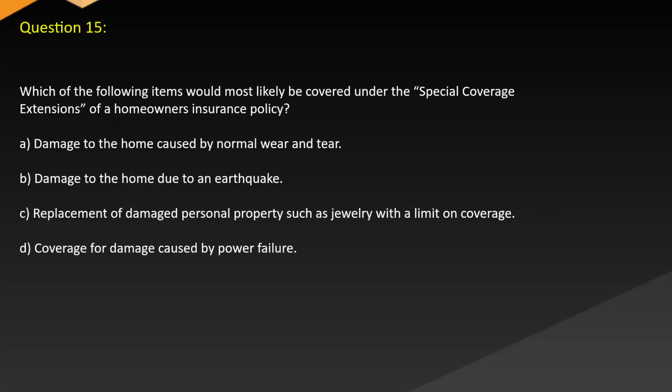Question 15. Which of the following items would most likely be covered under the special coverage extensions of a homeowner's insurance policy? A. Damage to the home caused by normal wear and tear. B. Damage to the home due to an earthquake. C. Replacement of damaged personal property such as jewelry with a limit on coverage. D. Coverage for damage caused by power failure.